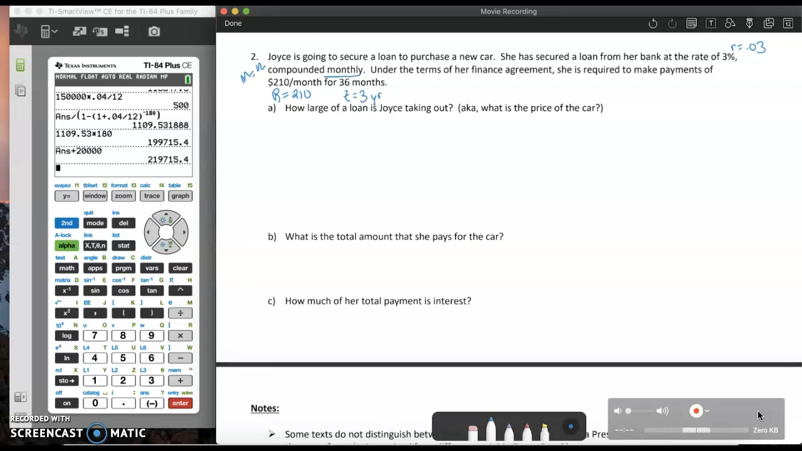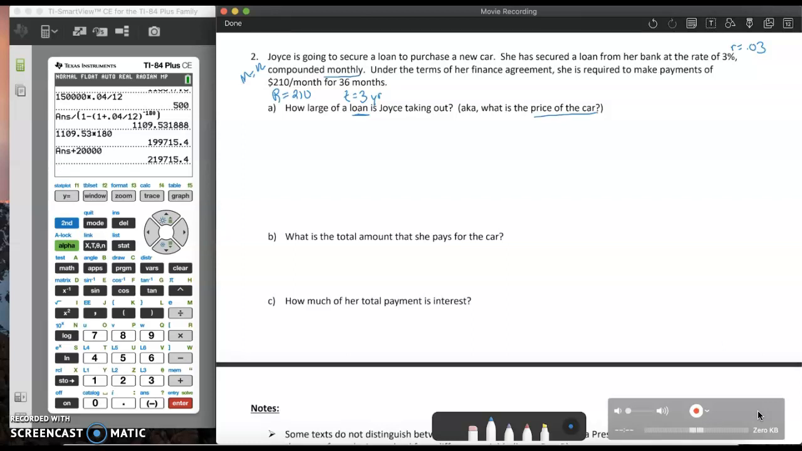The question is, how large of a loan is she taking out? Or another way of saying that is, what's the price of this car? So notice this has flipped it on us. We're not trying to find the big R, so we're not going to use the same formula we just used in the prior question.